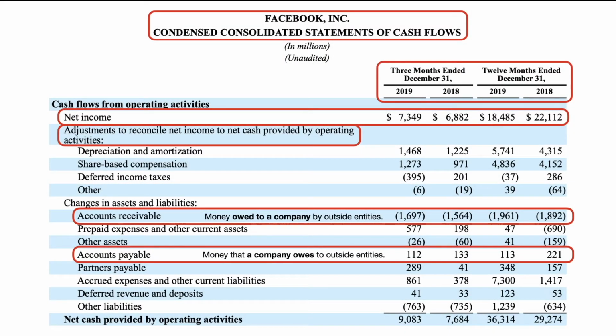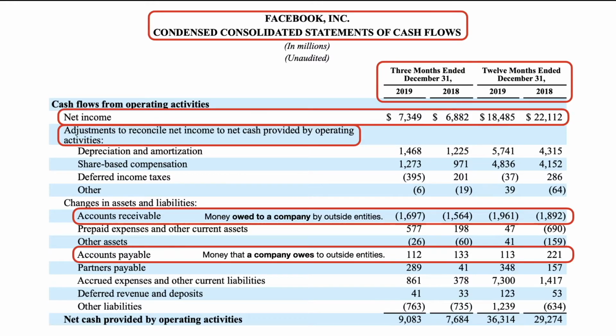Accounts receivable and accounts payable are also both flipped. Accounts receivable is money owed to a company, so in theory it should be positive because that's money a company will receive. On the other hand, accounts payable is money a company owes, so it should be negative because that's money a company will pay. But in this case, they're the opposite of what they should be.